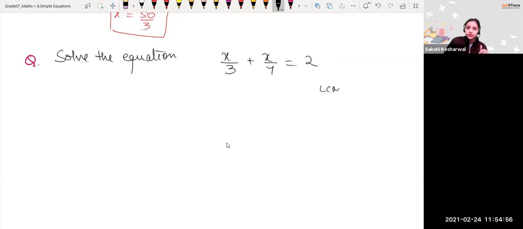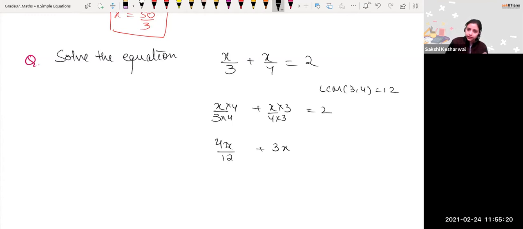So you will be taking the LCM of 3 and 4, which is equal to what, beta? 12. Now you write 12. Now you will be multiplying this by what? I'll write it properly. This is equal to 12. So x by 3 into 4 and into 4, right? And this is x by 4 into 3 and into 3 is equal to 2. So this is equal to 4x by 12 plus 3x by 12.